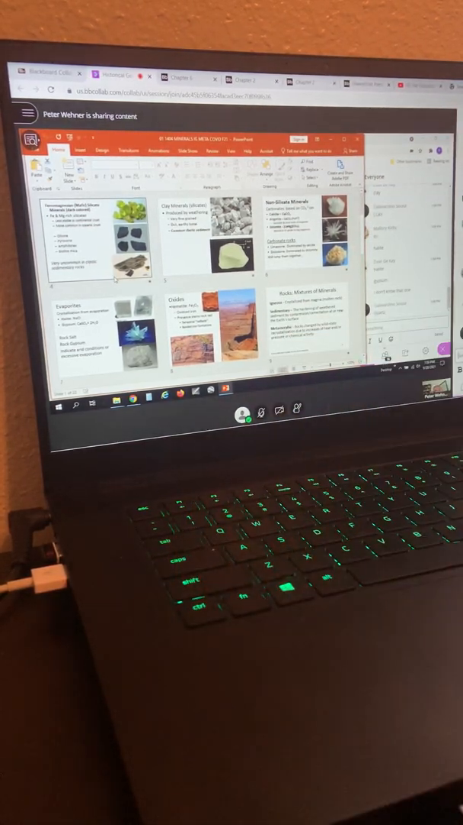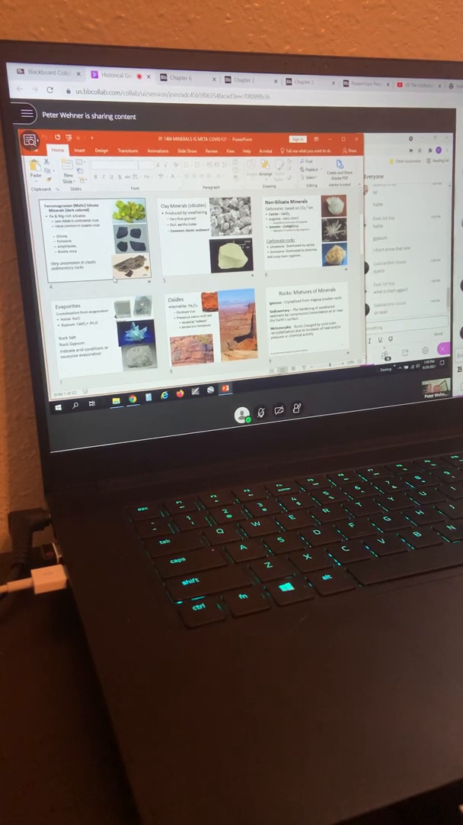What else are there in sedimentary rocks? Carbonates. Chert is microcrystalline quartz. It's a chemical sedimentary rock.